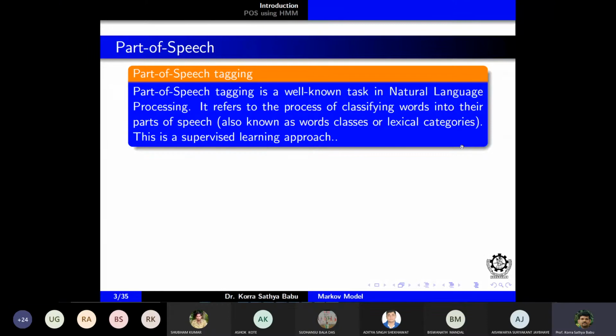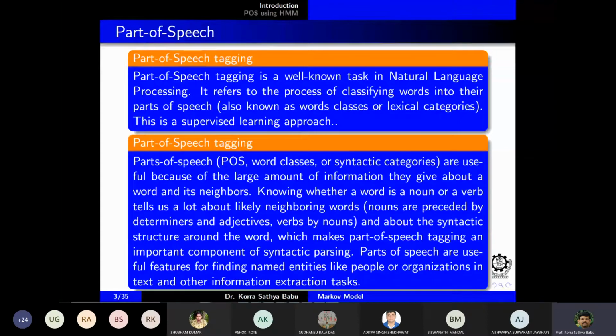Okay, and parts of speech or word classes or syntactic categories are useful because of the large amount of information they give about a word and its neighbors. So you understand very well that, suppose I speak a sentence and I pick up a word in that particular sentence, we can extract meaning about its nearby ones, right? What parts of speech it is, whether it should be a singular one, whether it should be a plural one, as such, a variety of information can be extracted.